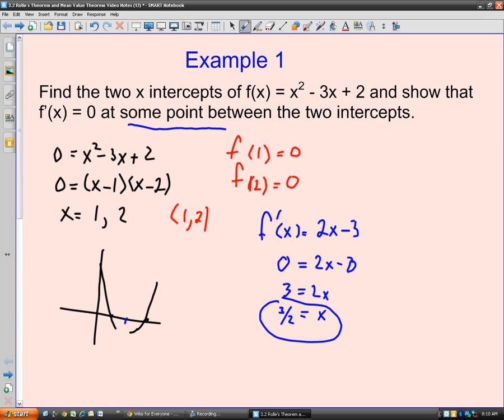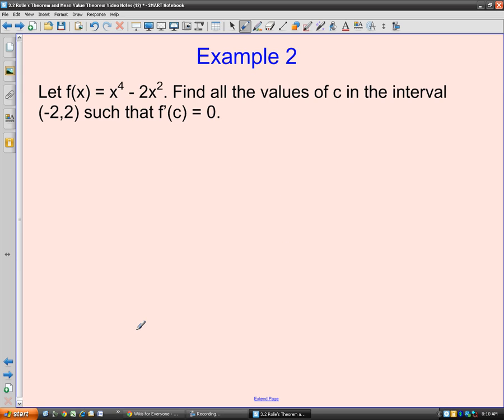So we have an example 2 that deals with Rolle's theorem also. In example 2, we have this function. This time they gave us an interval from -2 to 2, and we want to find the c values, or values where this graph has a horizontal tangent.